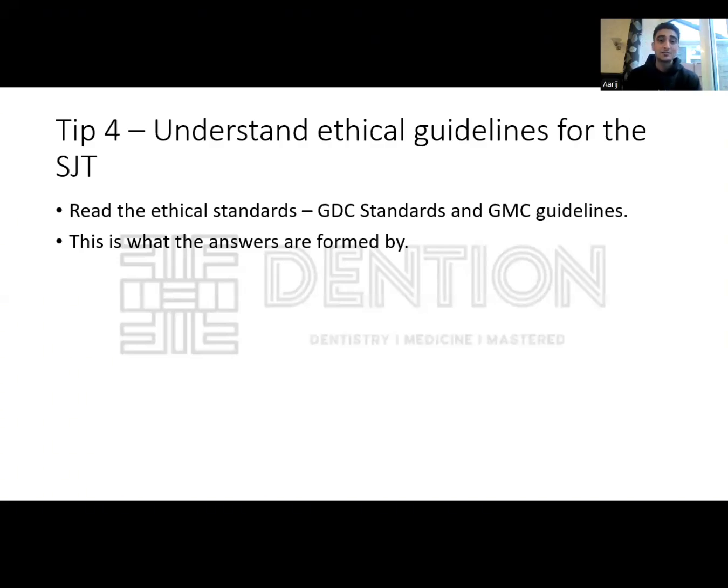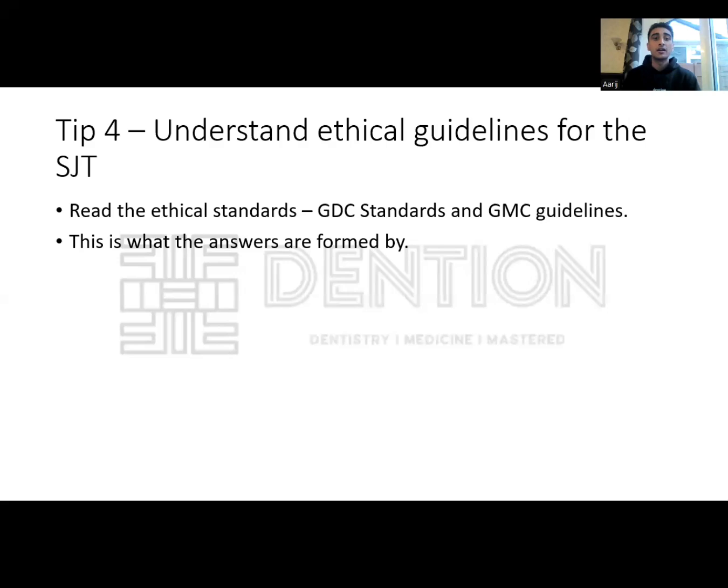I think the best place to find these is through the GMC, so if you're applying for medicine, that is the General Medical Council. If I remember correctly, you can find a document which is called the GDC standards and the GMC guidelines. So GMC for medicine, obviously, and GDC is for all you dentists out there.